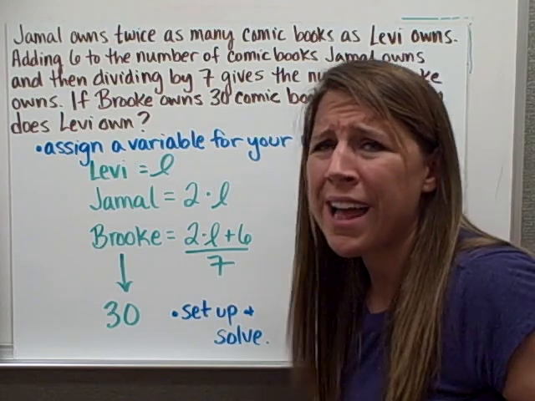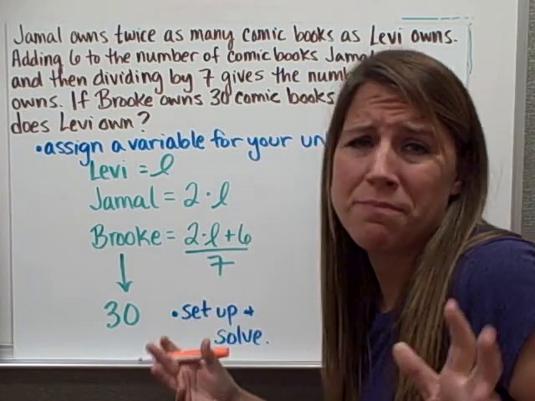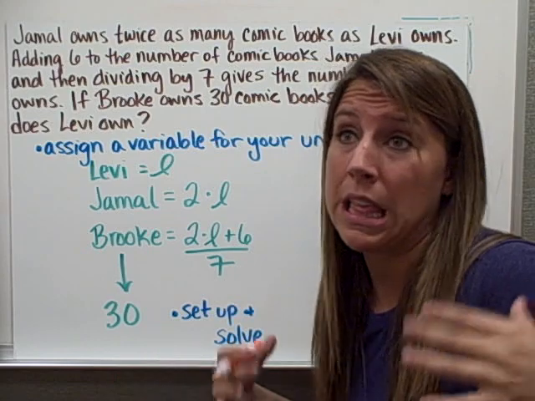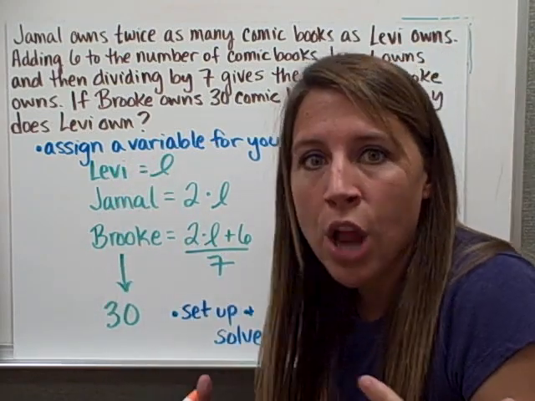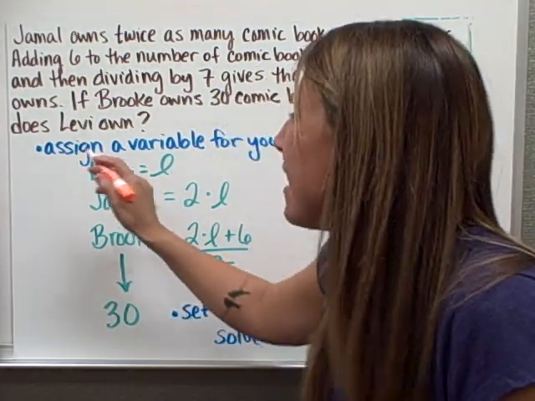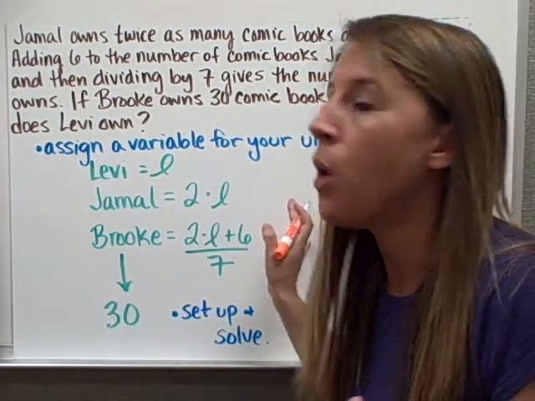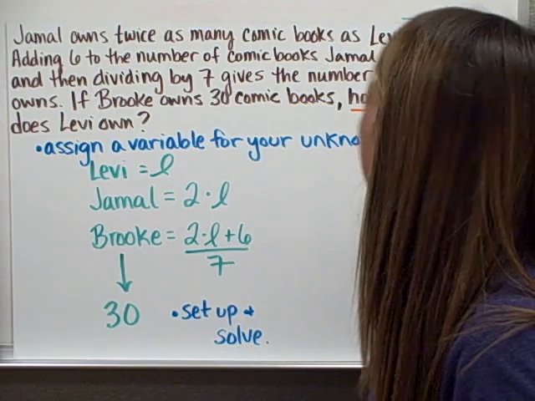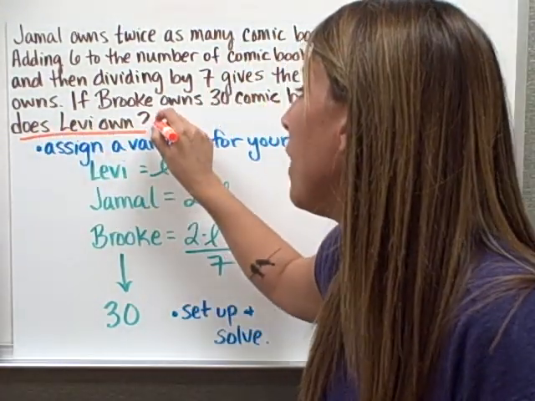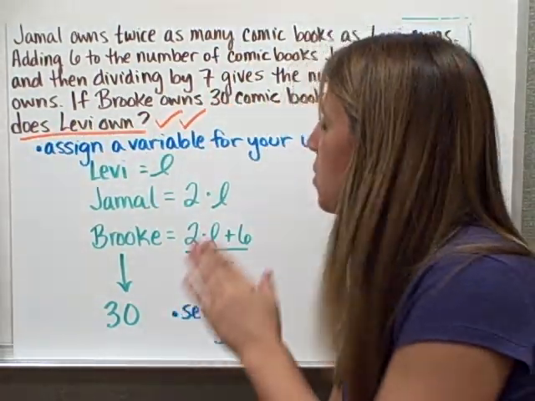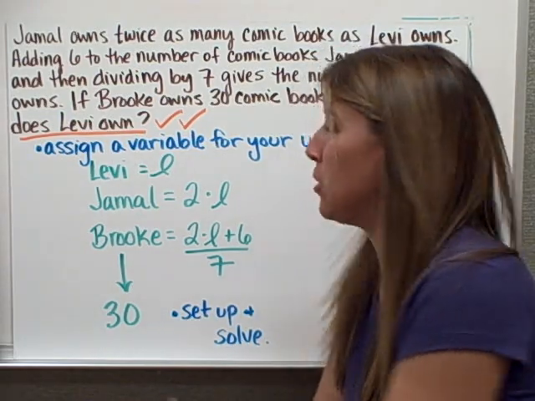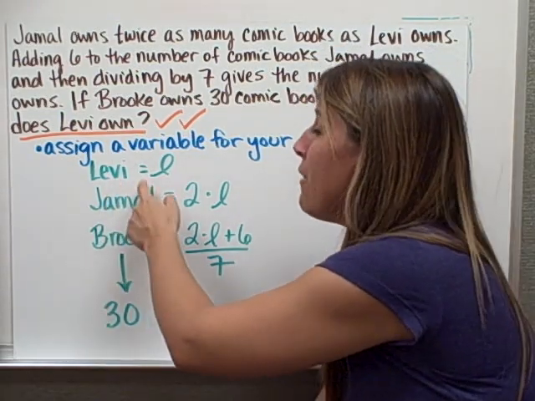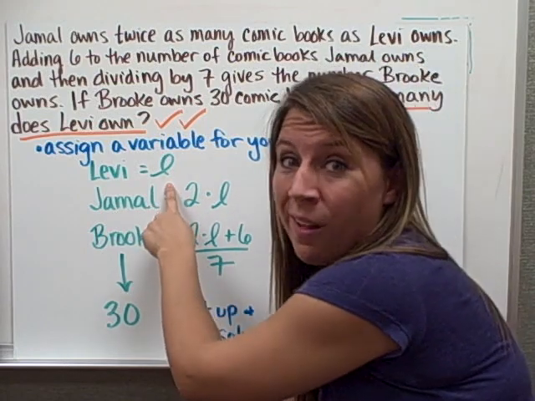So there's a lot going on here. A lot of people own a lot of comic books. You can't give up though. The first thing you should think of is, well, what don't I know? And then build, okay? Assign a variable for your unknown. The question asks me, how many does Levi own? That's what I'm looking for. So I don't know how many Levi owns. I've never been told anything about how much Levi owns. So we're going to say Levi is the variable L.